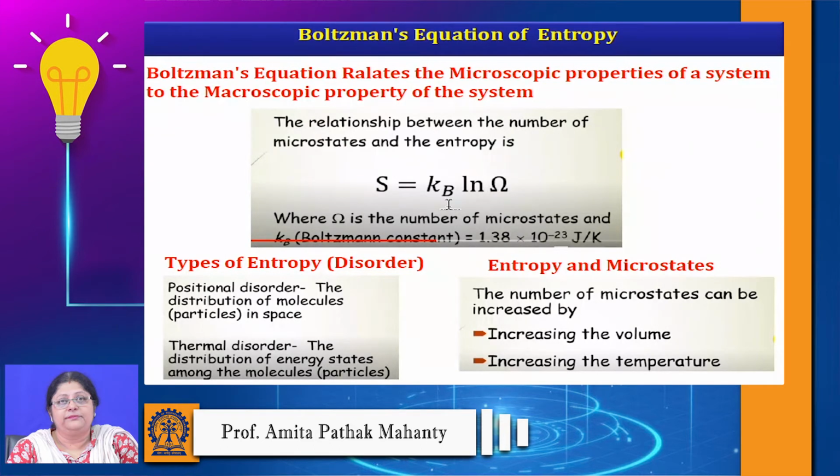So for relating that, what Boltzmann generated is a term which is omega. This is the probability of the microstates occurring, the most probable microstate. And what is the microstate? Microstate is an instantaneous condition of the molecule.